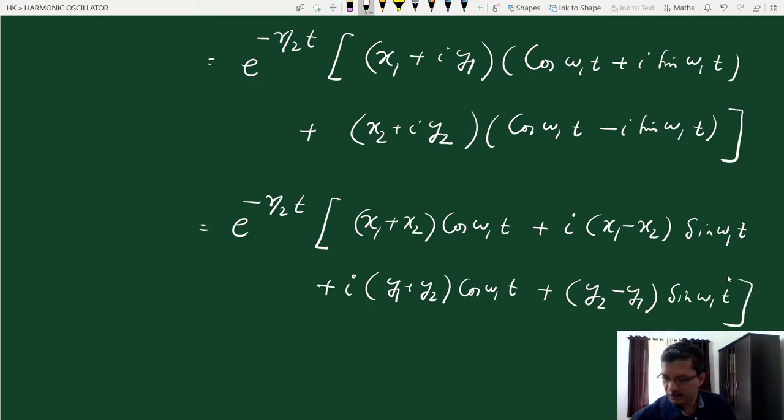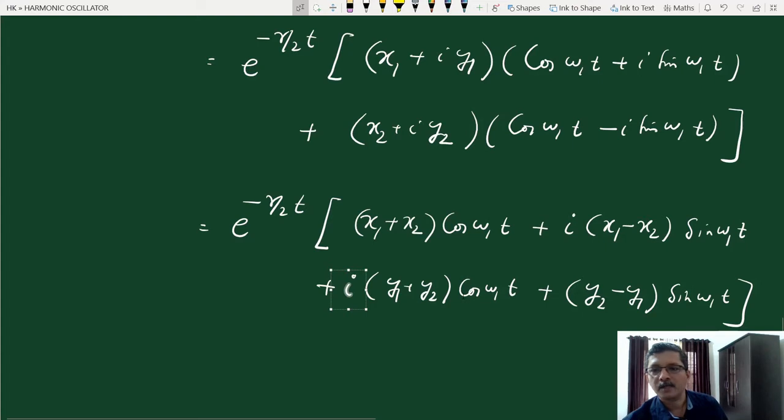Okay, you can check whether this is correct. Now you have two real parts. You have two terms involving real quantities only. So in other words, on the right hand side, if you rearrange, x1 plus x2 cos omega 1t and this y2 minus y1 sin omega 1t, this is the real part on the right side. Then you have two terms involving i, the imaginary part. So i times x1 minus x2 sin omega 1t, and here also y1 plus y2 cos omega 1t.